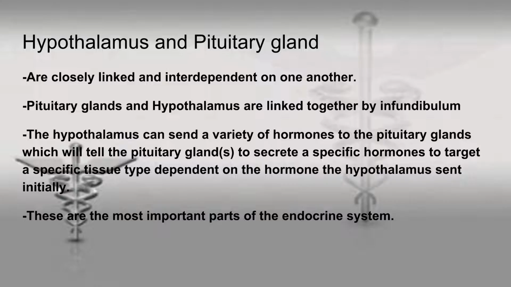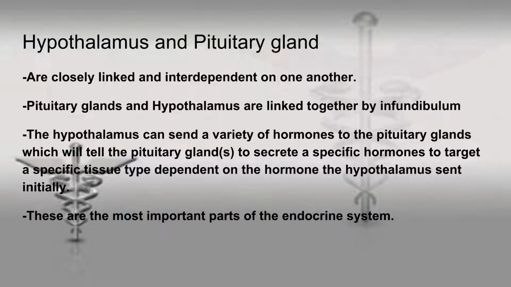The infundibulum connects the pituitary glands and the hypothalamus together. The infundibulum serves as a passageway for the two. The hypothalamus secretes several different hormones that target the anterior pituitary, and dependent on what hormone the anterior pituitary received is what hormone it would secrete to send a message to a particular part of the body. These hormones pass through the infundibulum.